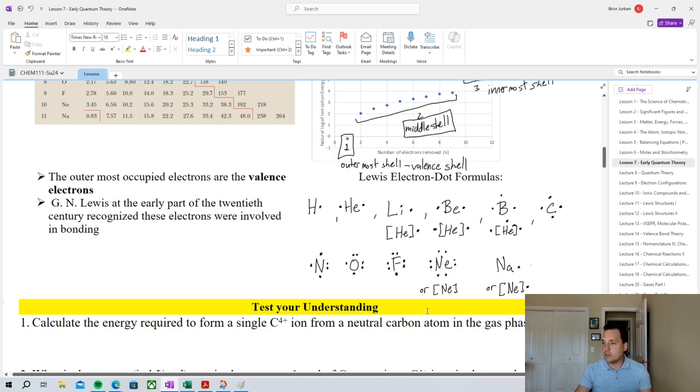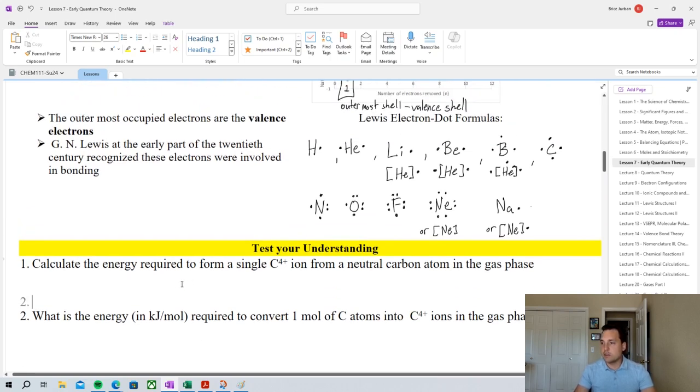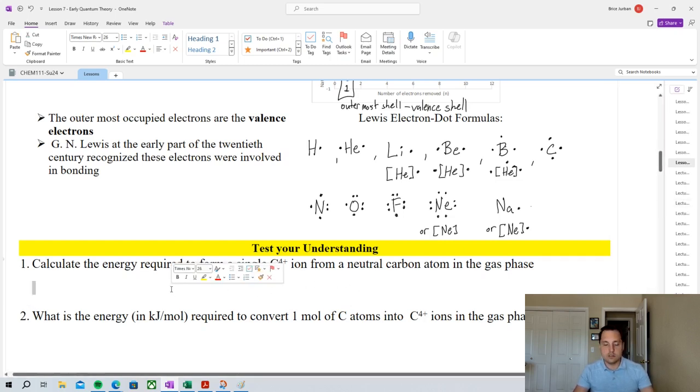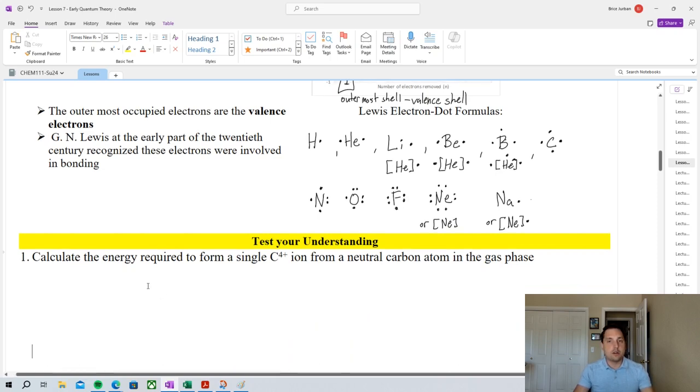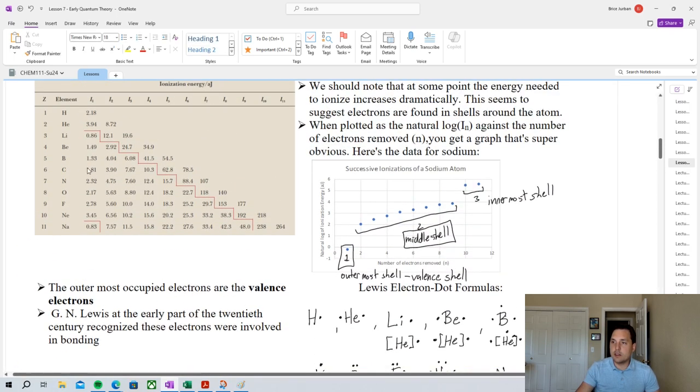All right, so let's practice this a little bit. We have a couple problems that I just grabbed from the textbook; they're in the back of the book. The first one is to calculate the energy requirement to form a single carbon 4+ ion from a neutral carbon atom in the gas phase. Before we do this, let's write out what the ionization energy equations would be. A neutral carbon atom is just carbon, and then we need to add a certain amount of energy, which we can find in the table here.